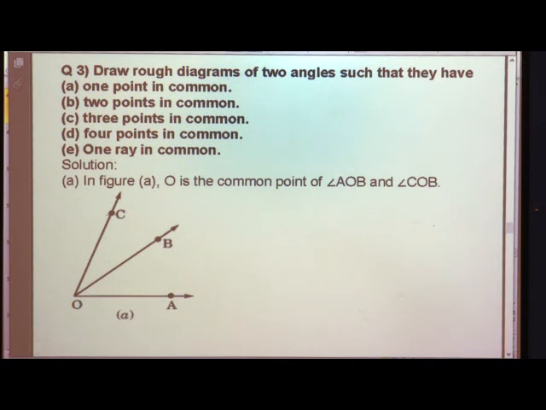You can see here COB is one angle and BOA is the other angle. So one angle is formed here and the other angle is formed here. Both these angles have one common point, O. So this is the answer which has one point in common, that is O is the point which is common to the angles AOB and BOC. Next question. Again we have to draw a rough diagram of two angles which have 2 points in common.